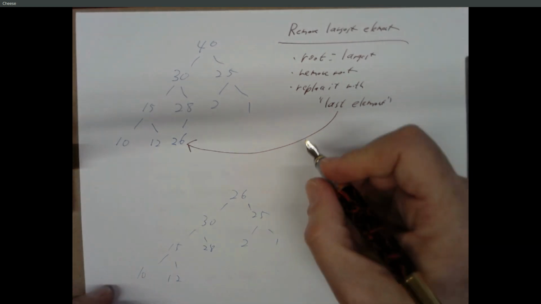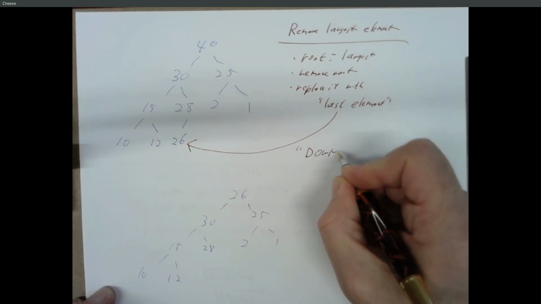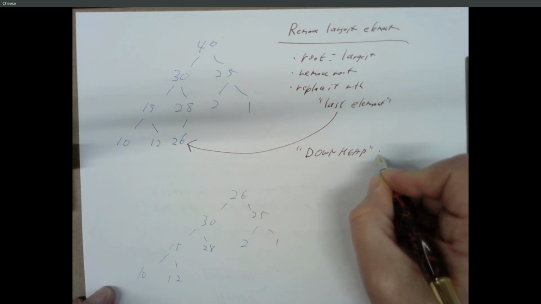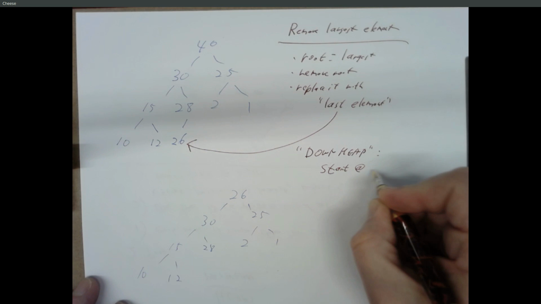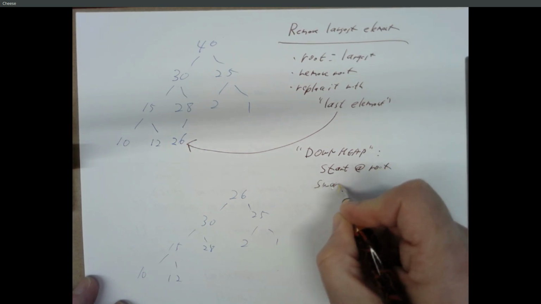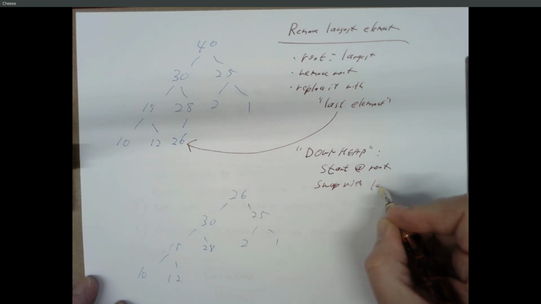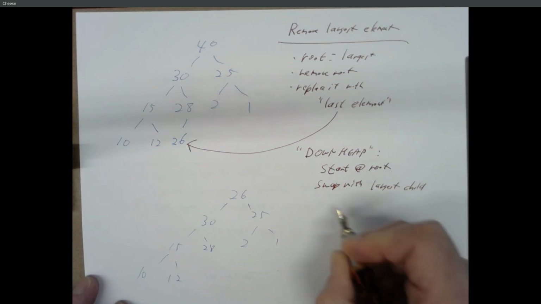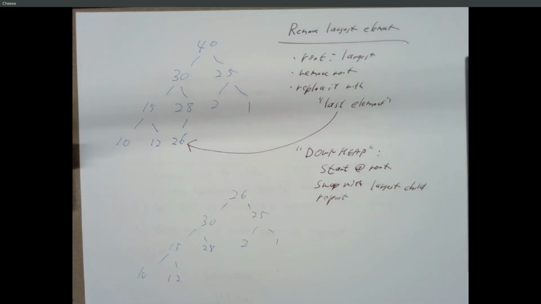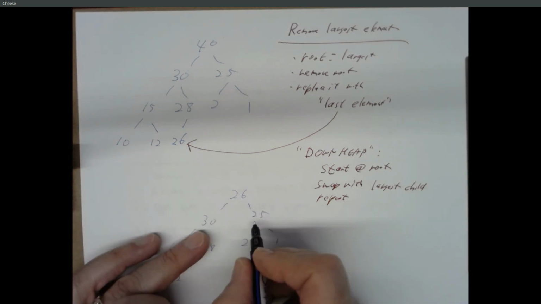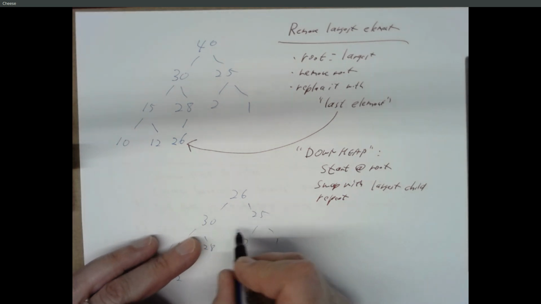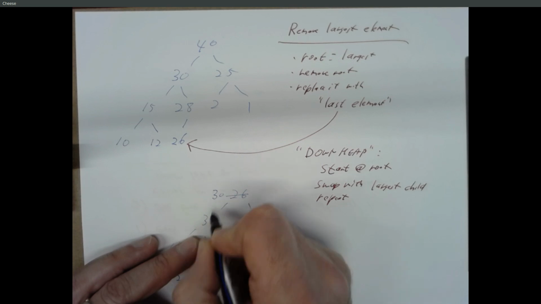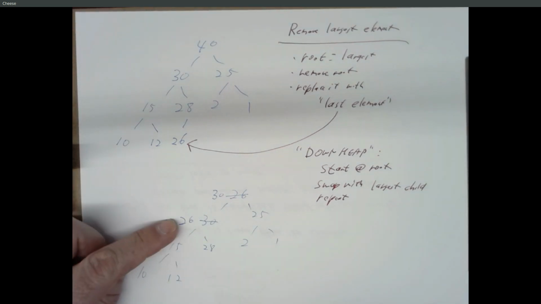Okay, so now we're going to do one more step, which is called down heaping. So how do we down heap? Start at root. Swap with the largest child. And repeat. Okay, so we start at the root. 26 is not bigger than both children. So we have to swap it with the largest child, which is 30. So this becomes a 30. This becomes a 26. Repeat the process.